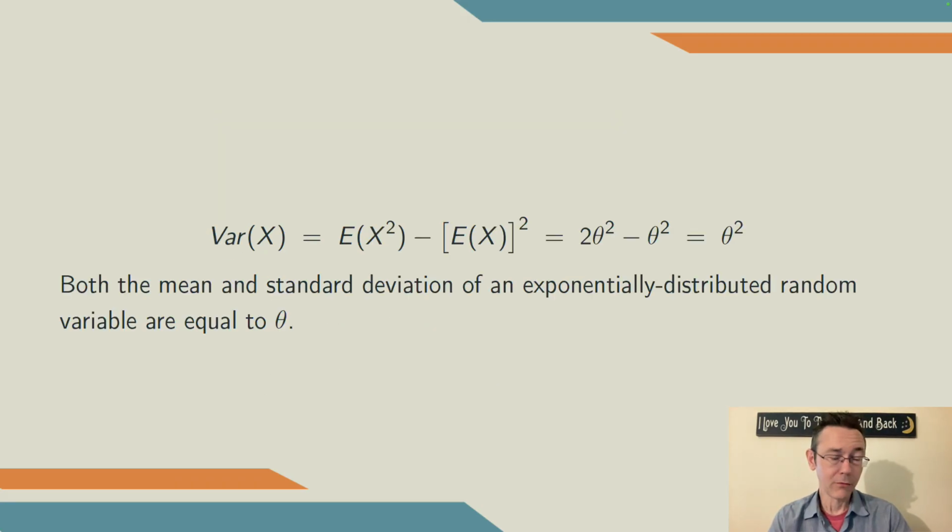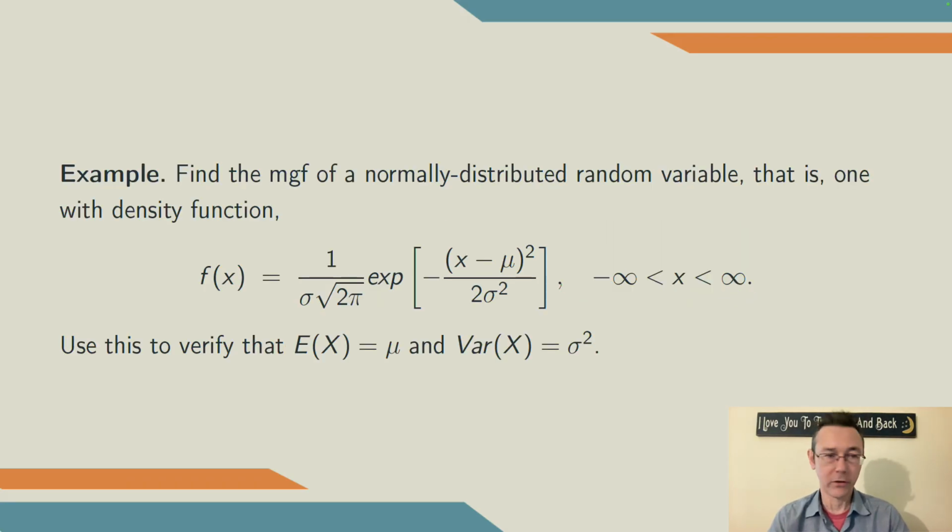Now we can apply the formula for the variance of a random variable. The variance is equal to the expected value of x squared minus the expected value of x quantity squared. In this case, we get theta squared. So the standard deviation is theta. In a nutshell, both the mean and the standard deviation of a random variable with an exponential distribution are equal to the parameter theta. One more example.